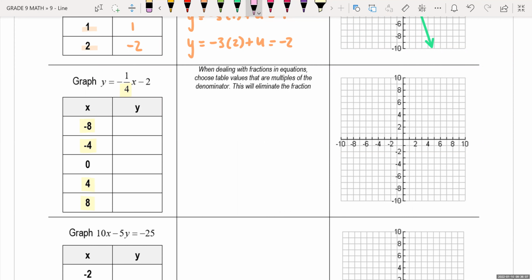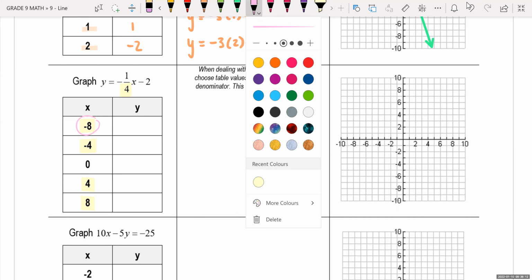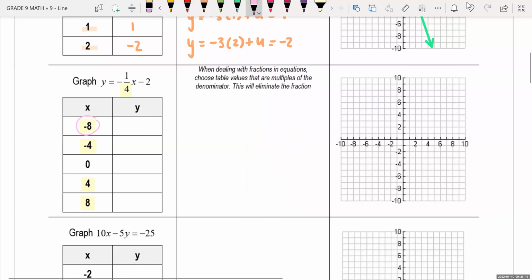Again, I'm going to do the same thing I did before. The first one is negative 8, and I'm basically going to be putting that into this x over here. And I'm going to show you just my rough work on the side, which is going to be y is equal to negative 1 over 4 times negative 8 minus 2. I'm going to make this a little bit smaller so I can show one other step.